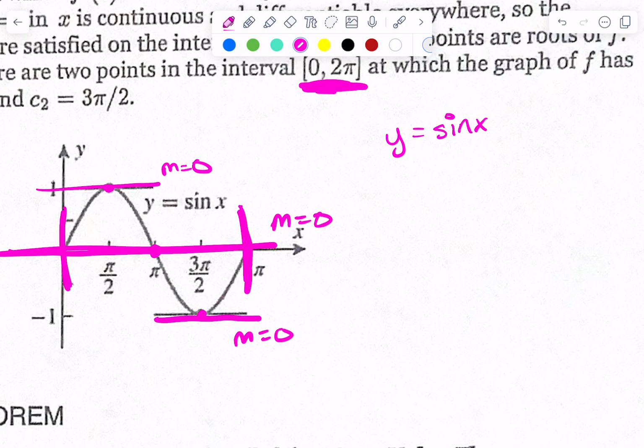Wait, isn't it just cosine? Cosine. What's the derivative of cosine? Negative sign. Yep. So y prime equals cosine of x, and I want to set it equal to 0. So I want to find where cosine is 0 between 0 and 2 pi, right?